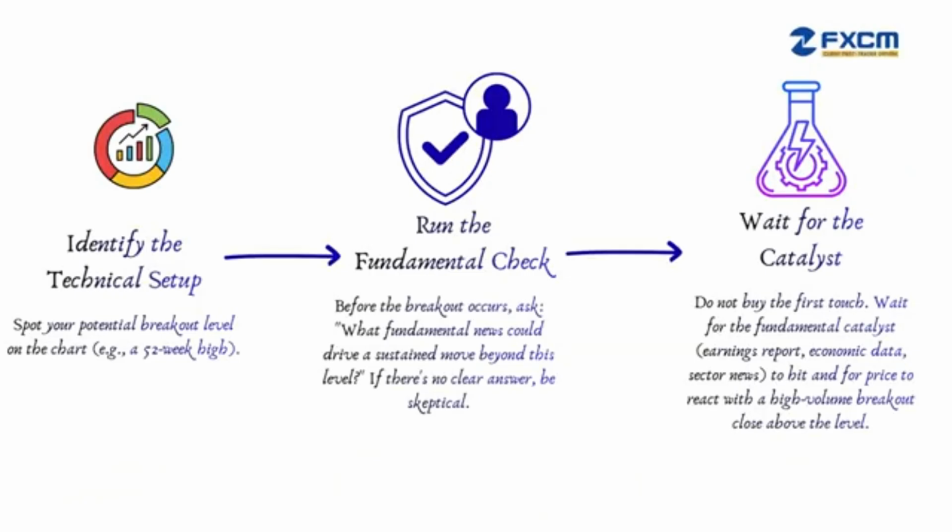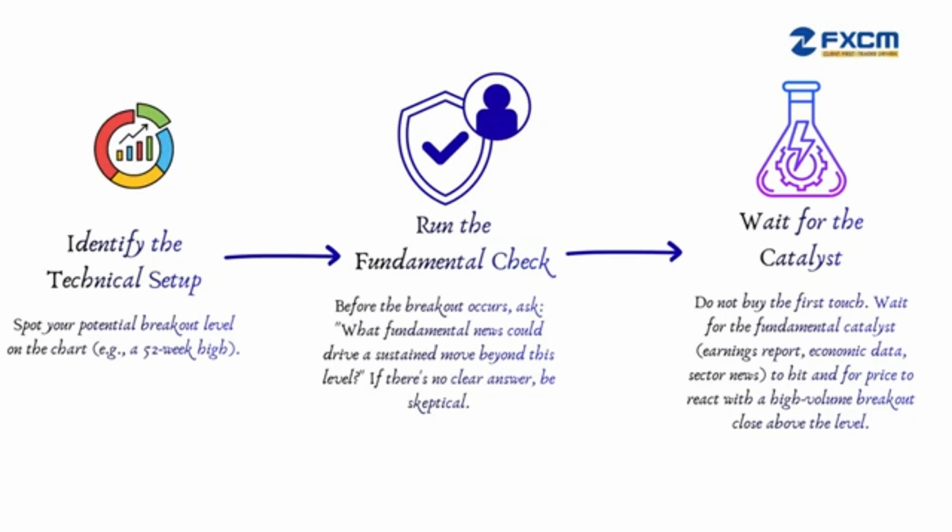3. The step-by-step trade plan. Identify the technical setup. Spot your potential breakout level on the chart, e.g., a 52-week high. Run the fundamental check before the breakout occurs. Ask, what fundamental news could drive a sustained move beyond this level? If there's no clear answer, be skeptical.